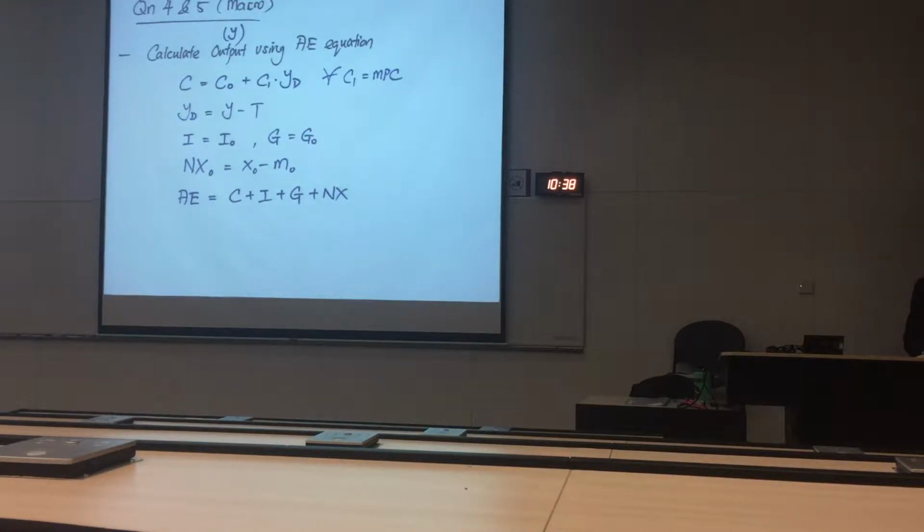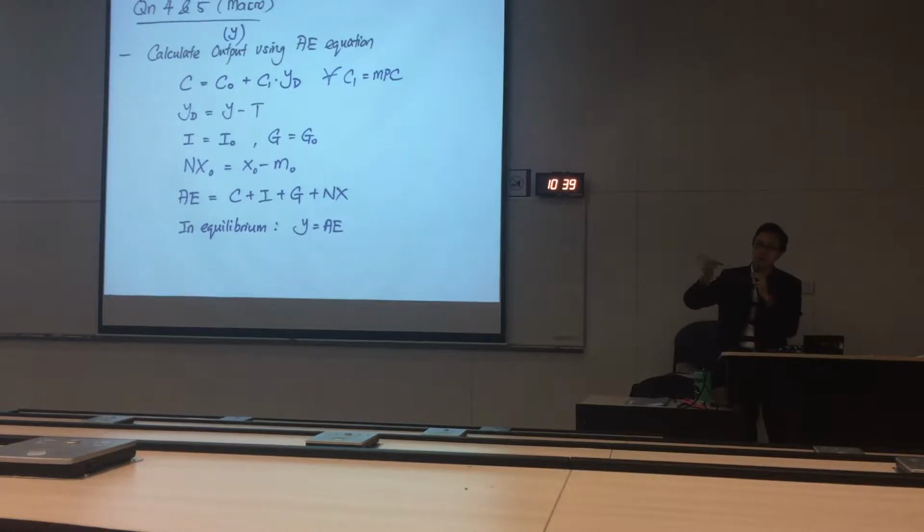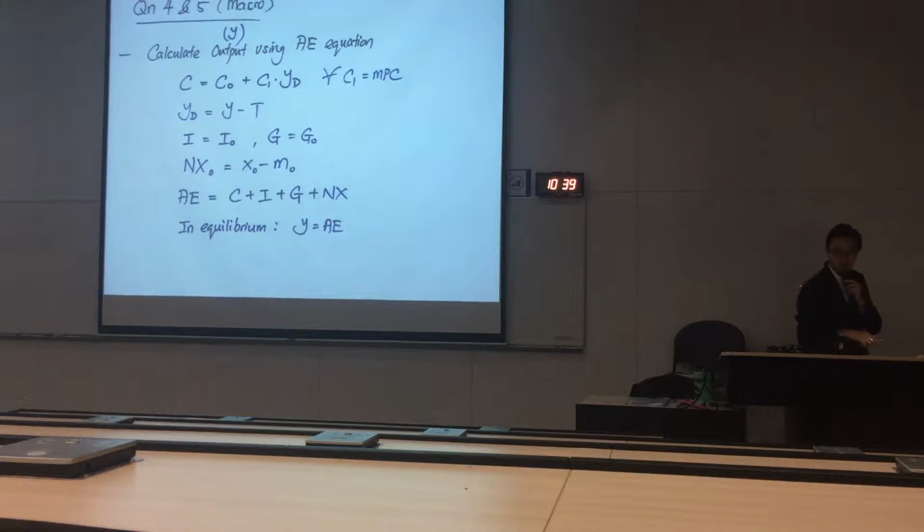And the last thing here is that in macro equilibrium, Y and AE should be the same. That's of course where your aggregate expenditure cuts the 45-degree line on your Keynesian cross diagram.